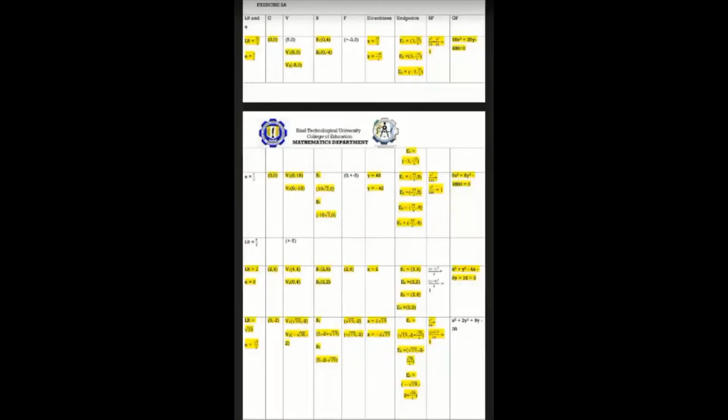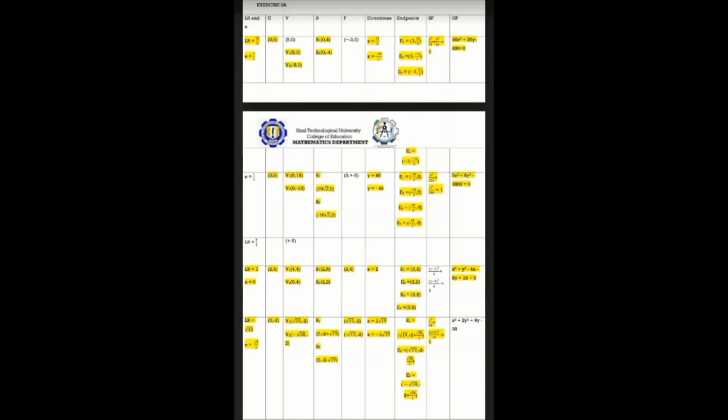For exercise 2, complete the table below and draw the graph of each ellipse. For number 1, the given is vertices which is 5 and 0, and also the given is foci which is positive and negative 3 and 0. For the first row, which is LR and E, the LR is 32 over 5 and E is 3 over 5. The C is 0 and 0.